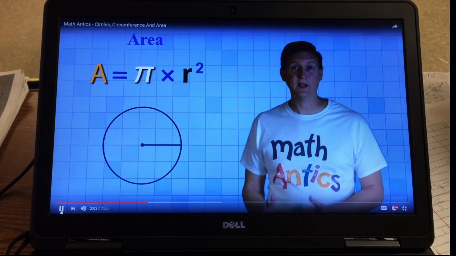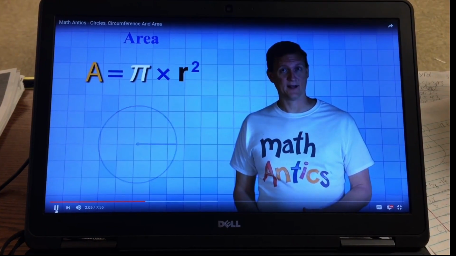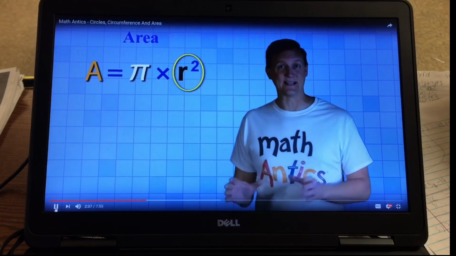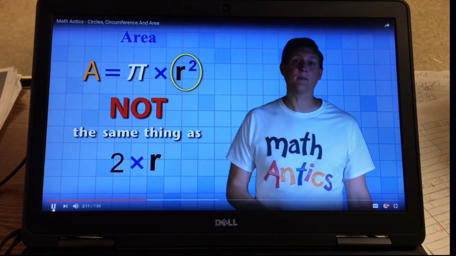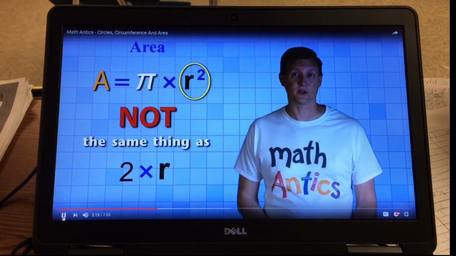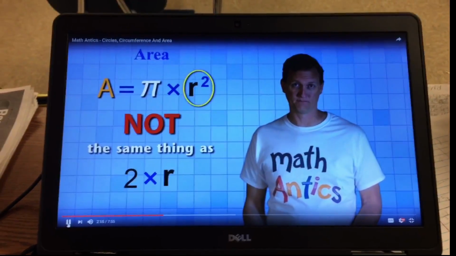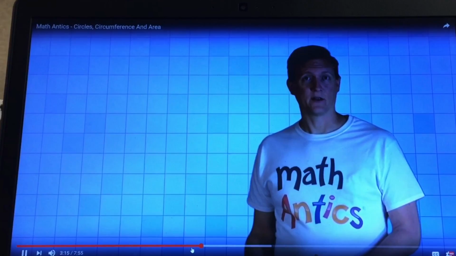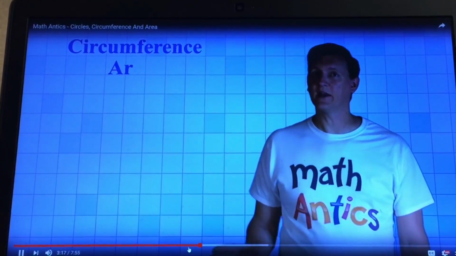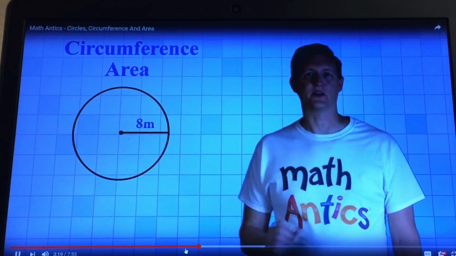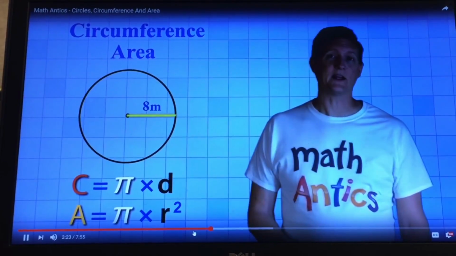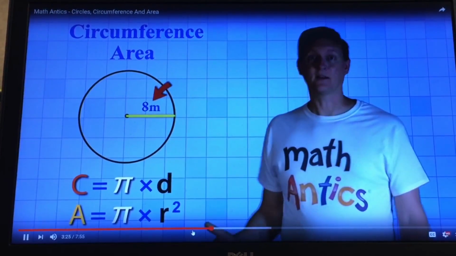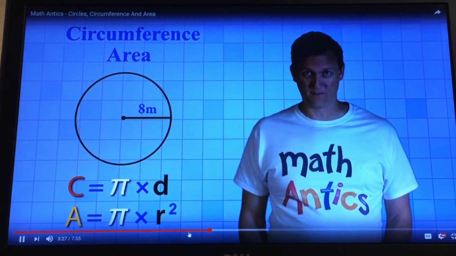Oh, and one really important thing to keep in mind is that R squared is not the same thing as 2 times R. That's a common mistake that students make when first learning how to find the area of a circle. To help you see that difference in action, let's find both the circumference and the area of this circle using our 2 formulas. The only thing we know about this circle is that the radius is 8 meters. Luckily, that's all we need to know.